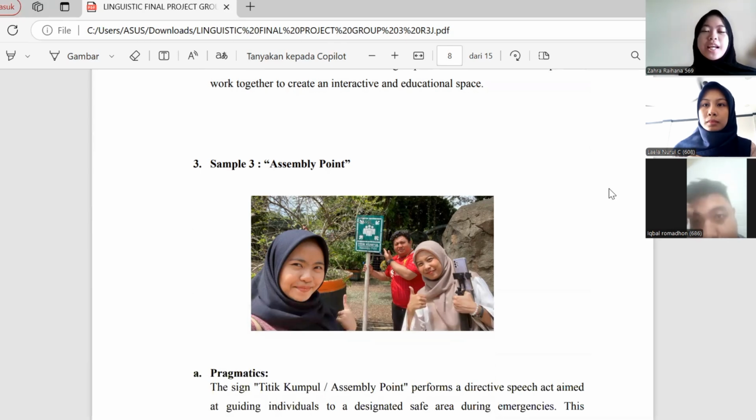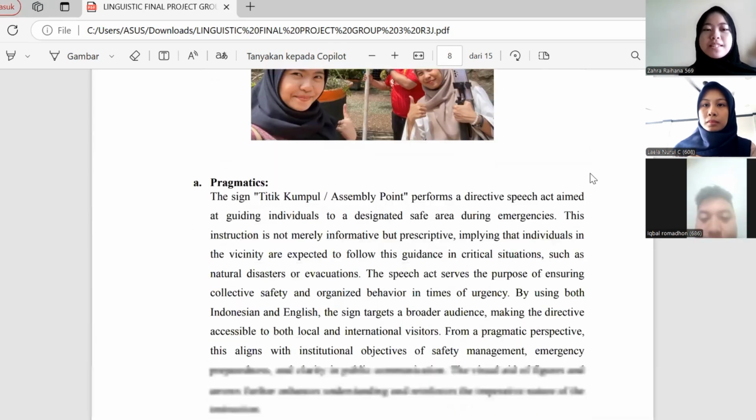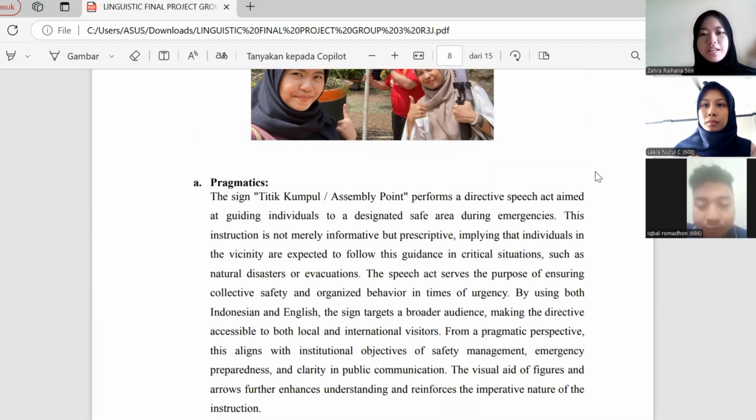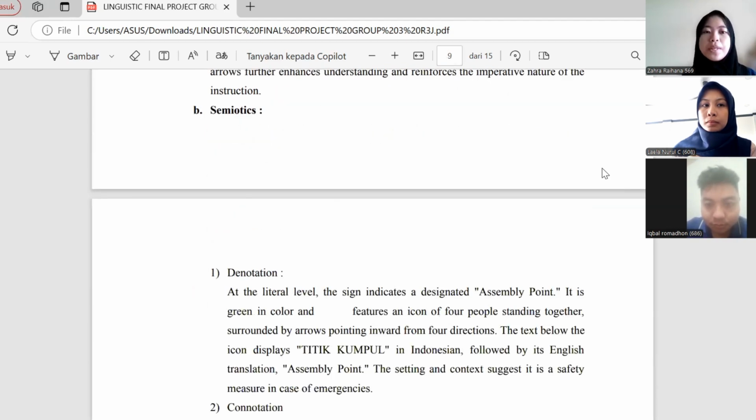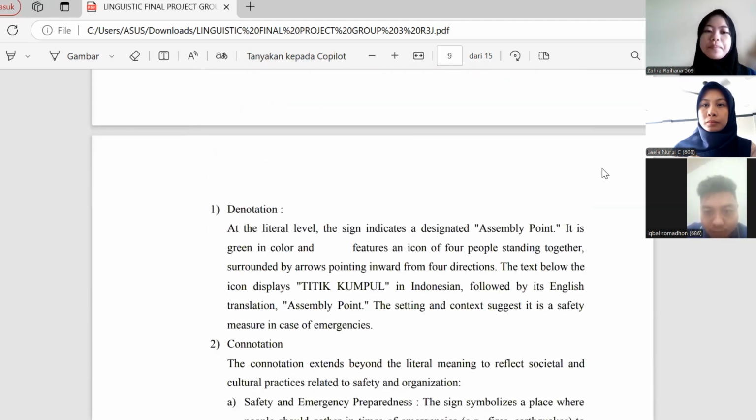Okay, next, sample 3. Assembly point. A. Pragmatics. The sign "Titik Kumpul", or assembly point, performs a directive speech act aimed at guiding individuals to a designated safe area during an emergency. The speech act serves the purpose of ensuring collective safety and organized behavior in times of urgency. By using both Indonesian and English, the sign targets a broader audience, making the directive accessible to both local and international visitors.